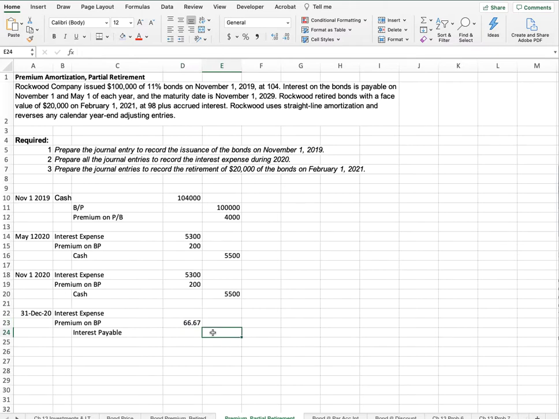And then the interest payable, same thing, equals 100,000 times 0.11 times, and this time it's just 2 out of the 12 months. And so we get 1833.33.